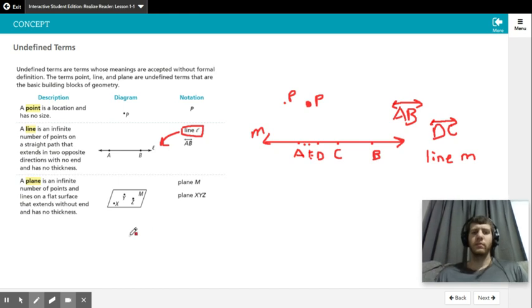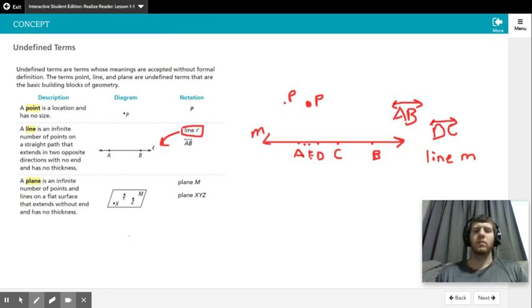Okay, a plane is going to be a two-dimensional surface. So the point was zero dimensions. It had no length, no width, no height. The line was one-dimensional, so it would have a length, and that's it. It's going right and left or up and down, in two opposite directions, but that accounts for one dimension. Just like the x-axis would be one dimension.